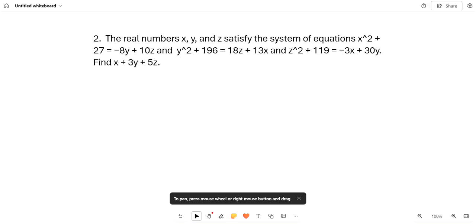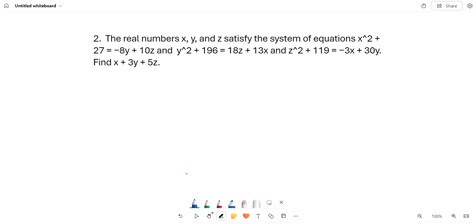So this is week 69 quiz, and number 2 says the real numbers x, y, and z satisfy the system of equations x squared plus 27 equals minus 8y plus 10z, and y squared plus 196 equals 18z plus 13x, and z squared plus 119 equals minus 3x plus 30y. Find x plus 3y plus 5z.